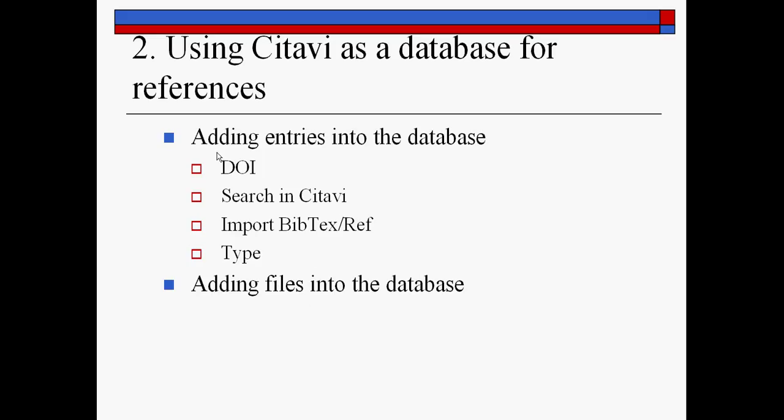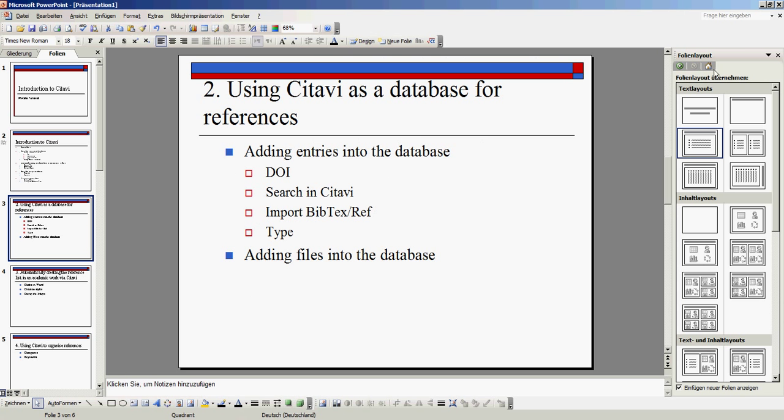The hardest thing is to get the entry into the database, and there are several ways of doing this. You can use the DOI number, you can search in Citavi, use an import text file, or just type it in yourself. And I'm going to start with the easiest way of doing it, the DOI number. I have no idea what that means, but I'm going to show you how helpful it is.